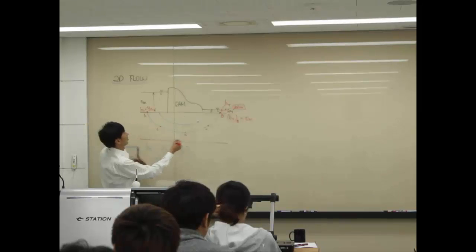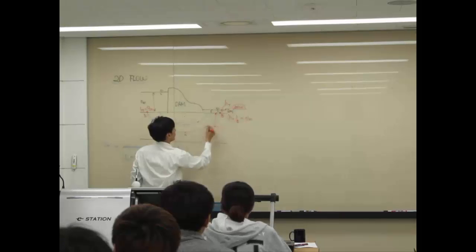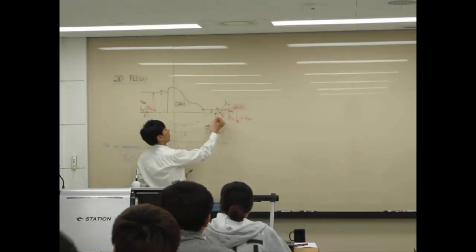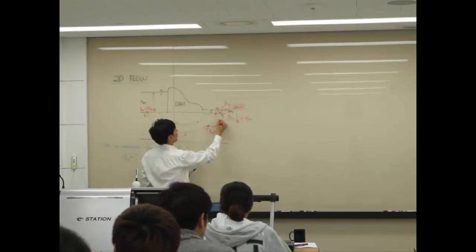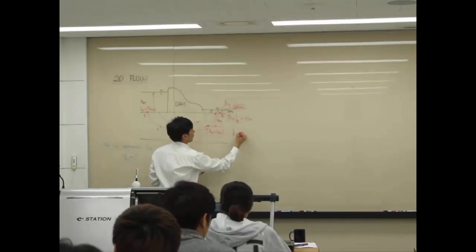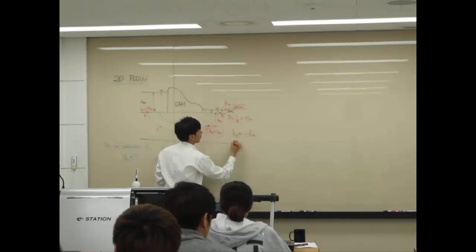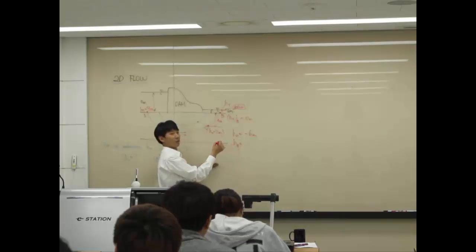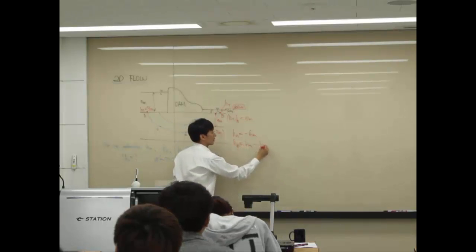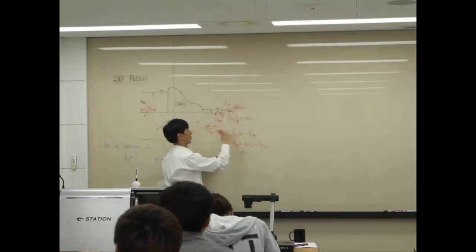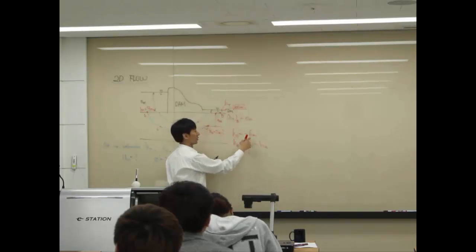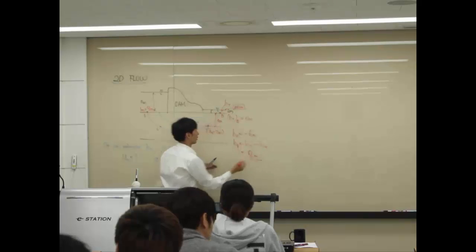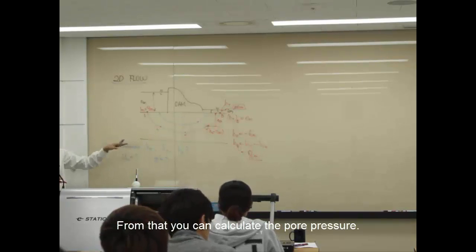Here, for example, the HT is 2 meters, and maybe this is 4 meters below the datum. Then the elevation head will be negative 4 meters. So how much is the pressure head? HT minus HE. So 2 minus negative 6, 8 meters. Okay? So from there you can calculate the pore pressure.